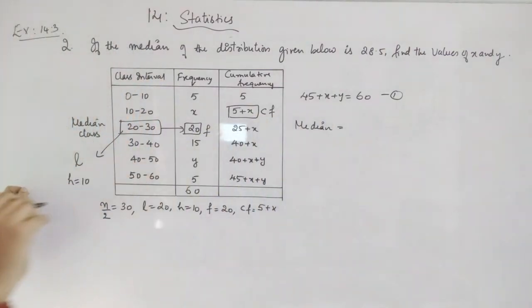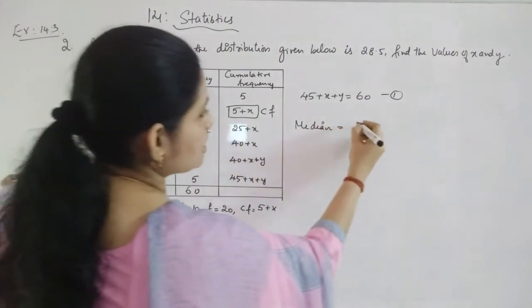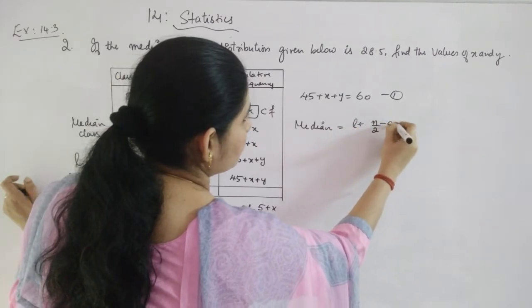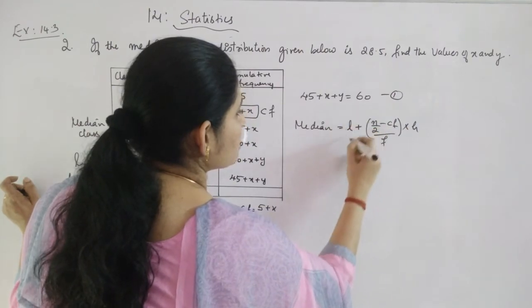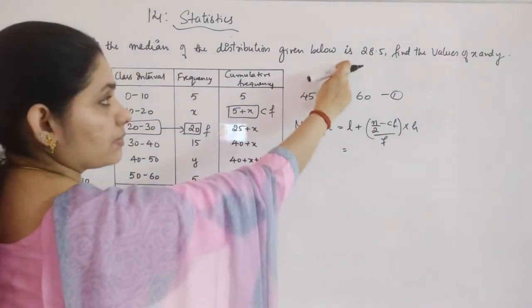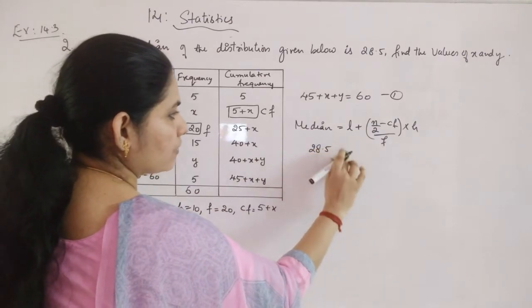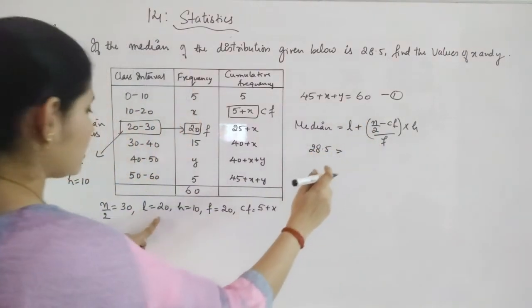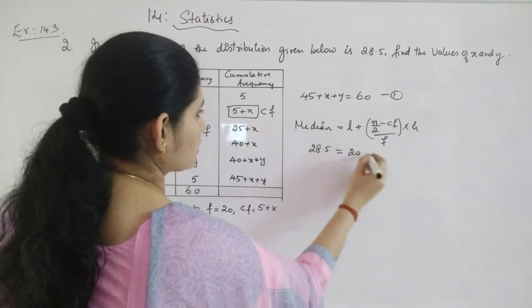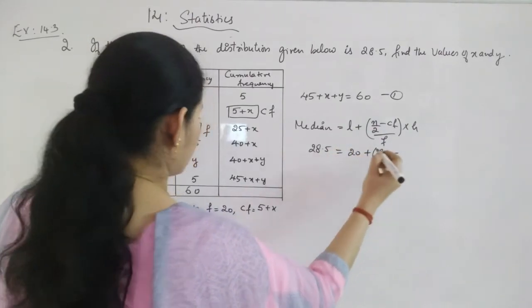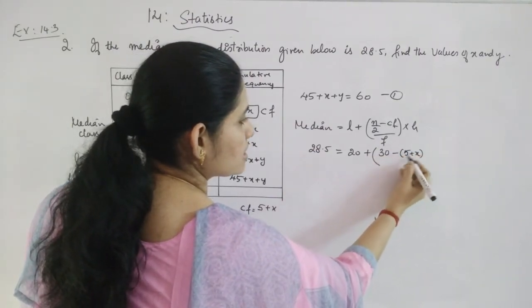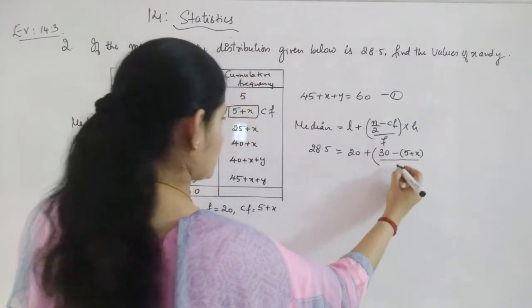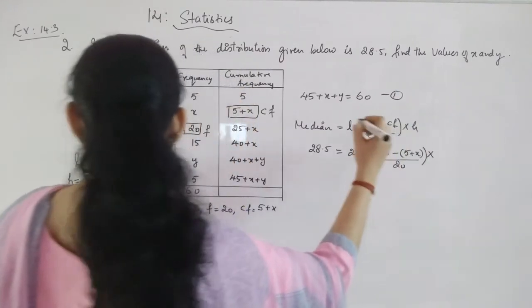Now what is the median equal to? Median is equal to L plus (N by 2 minus CF) divided by f, into h. Replacing the values, for the median also you can replace, because it is given as 28.5. So 28.5 is equal to L, 20, plus N by 2, 30, minus CF. CF is 5 plus x. So put it inside the bracket because this minus is meant for both the terms. Then f is again 20 and h is 10.